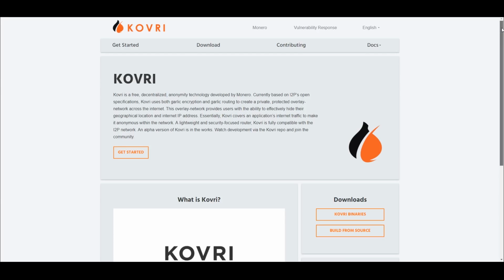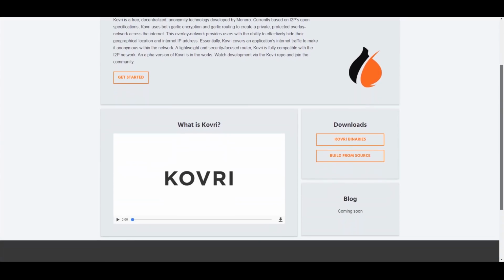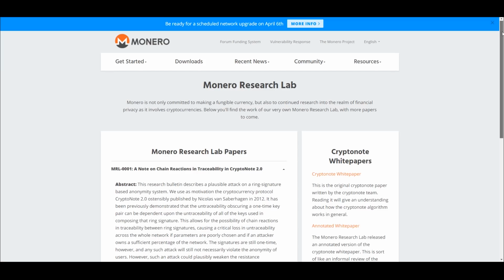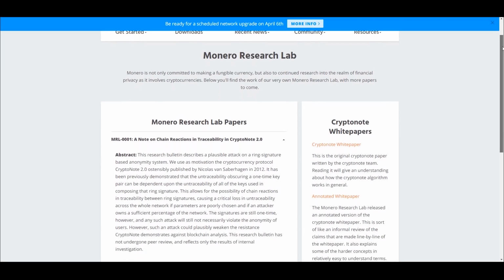There are further privacy upgrades coming to Monero, such as the integration of something called Kovri. Now, Kovri is a decentralized network traffic tool that allows users to hide their geolocation and their IP address. Monero also has something called the Monero Research Lab for ongoing research and development for improving the code and scalability.